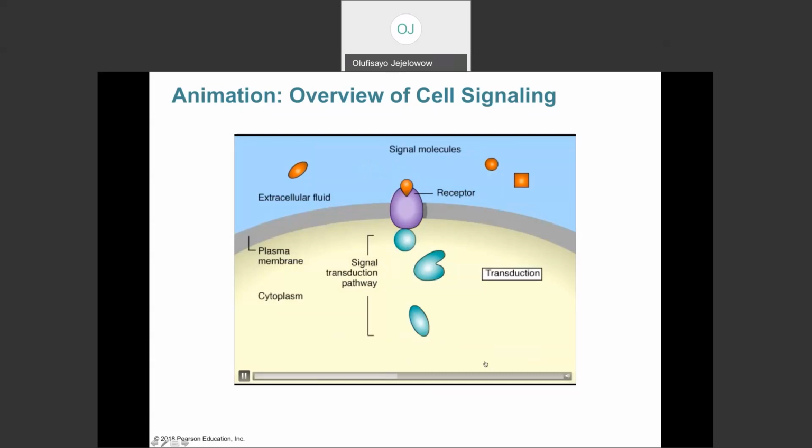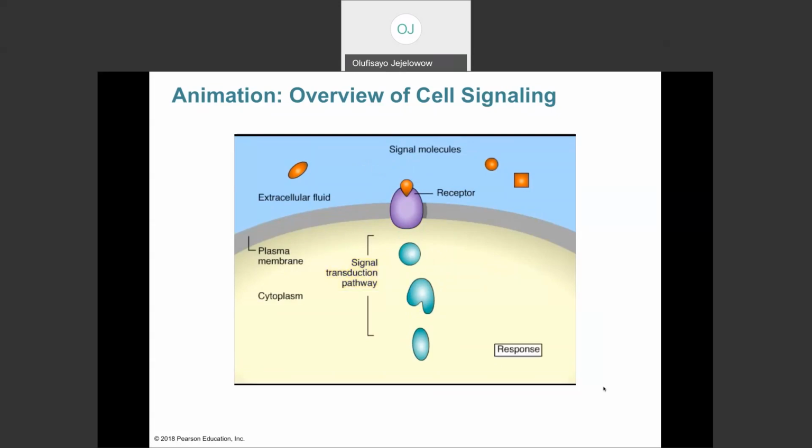Signal transduction converts the change in the receptor to a form that can bring about a cellular response. This might involve a series of steps, a signal transduction pathway that alters and amplifies the change. In the 3rd stage of cell signaling, the transduction process brings about a cellular response. This can be any of many different cellular activities, such as activation of a certain enzyme, rearrangement of the cytoskeleton, or activation of specific genes.